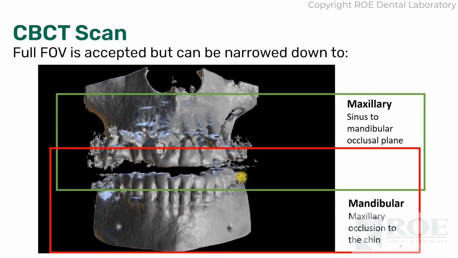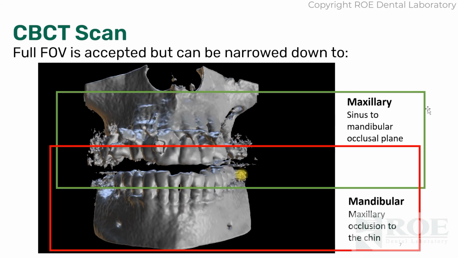And then the CBCT scan. Now if you have a full field of view scan where you scan the entire head, send it in, that's fine. If you have a smaller field of view, then you can see the maxillary will include some of the lower teeth all the way up to the sinus, and the mandibular will have all the teeth. You could even include some of the opposing teeth all the way down to the chin. Those are our fields of view.